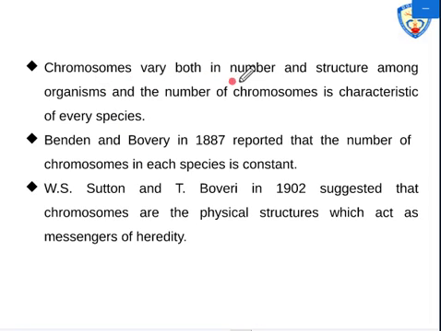Chromosomes vary both in number as well as structure among organisms, but for all the individuals of a particular species, the number of chromosomes will remain constant. So it's a characteristic value for every species. This was reported by Benden and Boveri in 1887, that the number of chromosomes in each species is constant. In 1902, Sutton and Boveri suggested that chromosomes are the physical structures which act as messengers of heredity.